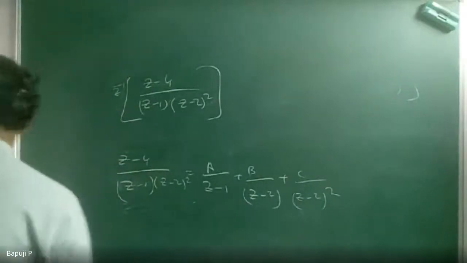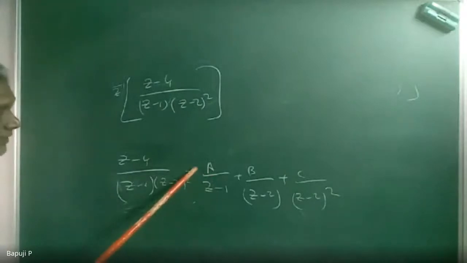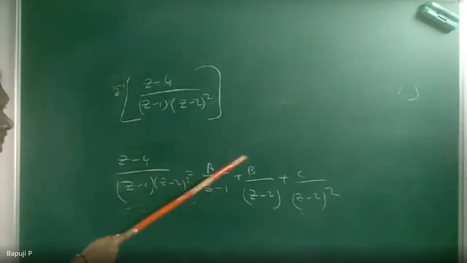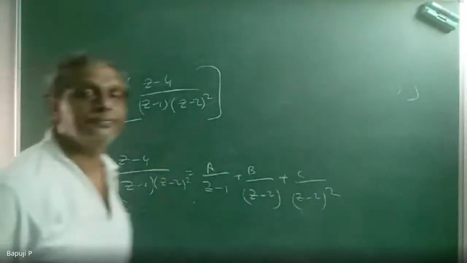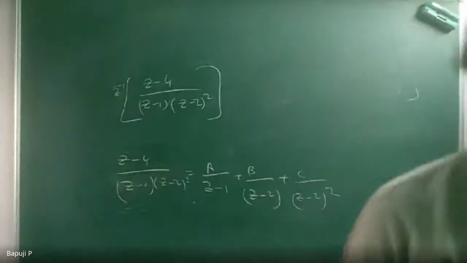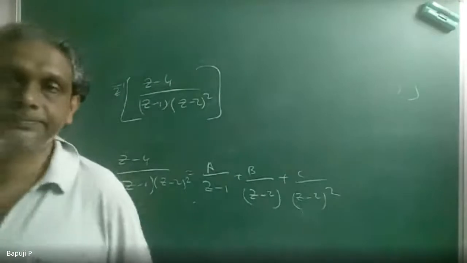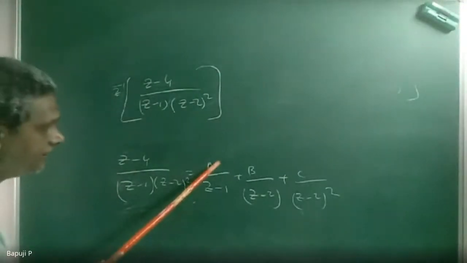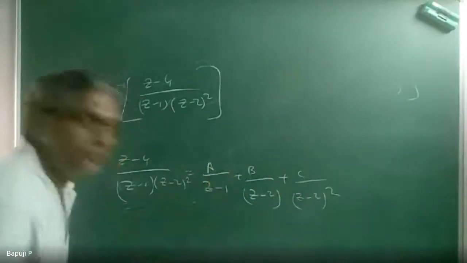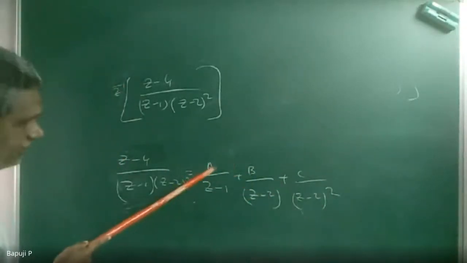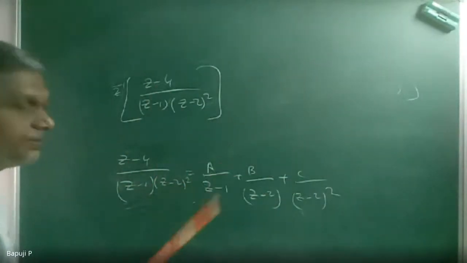What is the answer? Forget about A for now. How can I write this? Z inverse of 1 by Z minus 1, Z inverse of 1 by Z minus 2, Z inverse of 1 by Z minus 2 whole square. Tell me the answer. A, B, C are constants only. Once I know the constants, my problem is fully completed. Suppose I take A equal to 1, 2, 3 like this. So Z inverse of 1 by Z minus 1, what is the value?